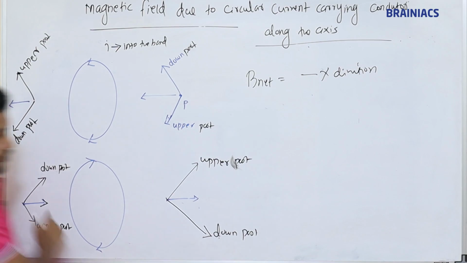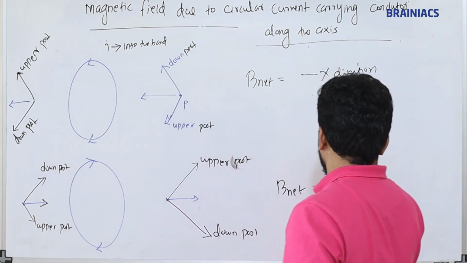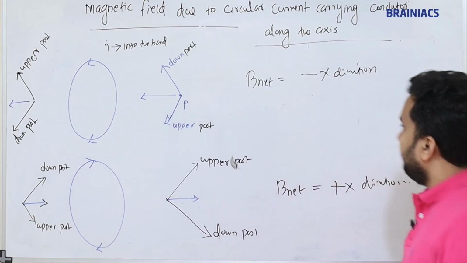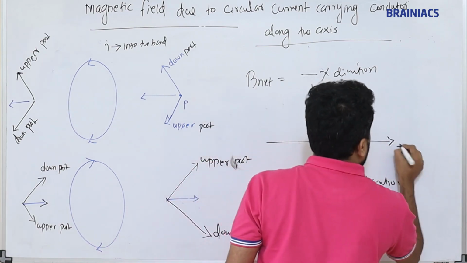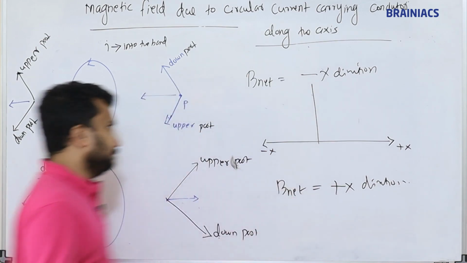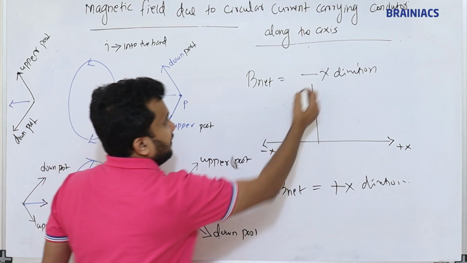So here, what is the direction of the magnetic fields? Here I can say the magnetic fields are in what direction? Positive X direction. By combining these two, I'm going to draw a graph, positive X direction and negative X direction. In some cases the magnetic field, in this case first, is in the negative X direction.